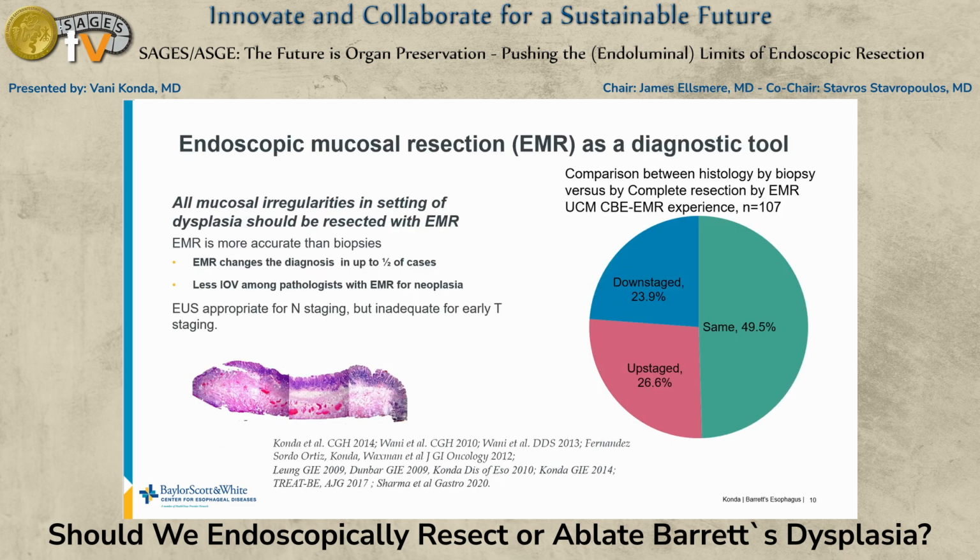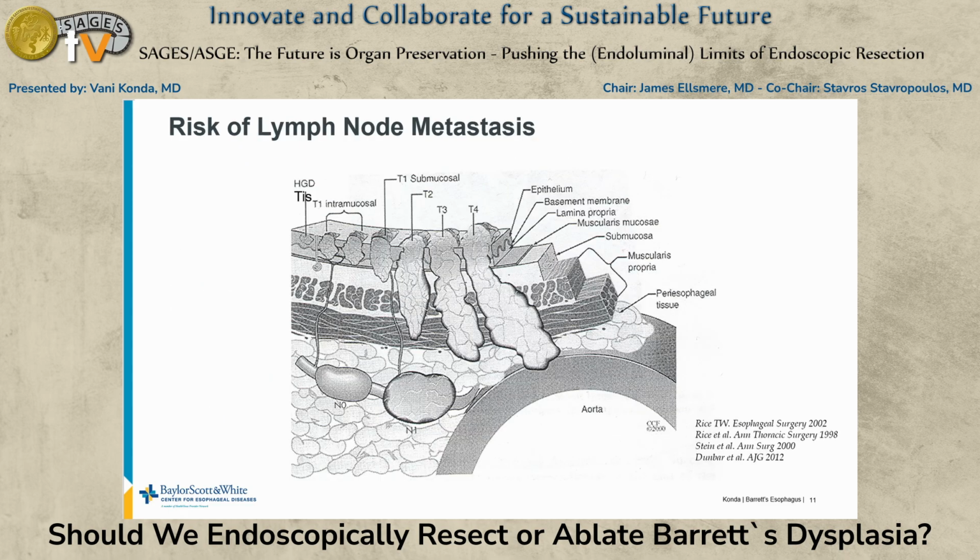In terms of identifying the proper diagnosis, it's important to perform endoscopic resection for any mucosal irregularity in the setting of dysplasia. EMR is more accurate than biopsies, and it can change the diagnosis in over half the time, as we've shown in our experience at University of Chicago when I trained there. There's less inter-observer variability among pathologists with a diagnosis made by EMR. While endoscopic ultrasound is appropriate for nodal staging and deep T staging, it's inadequate for early T staging.